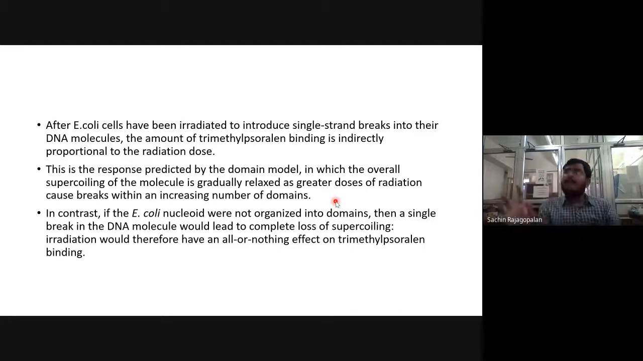So one break will affect that localized zone of supercoiling. Multiple breaks will start affecting several domains, and gradually the entire supercoiling will reduce.